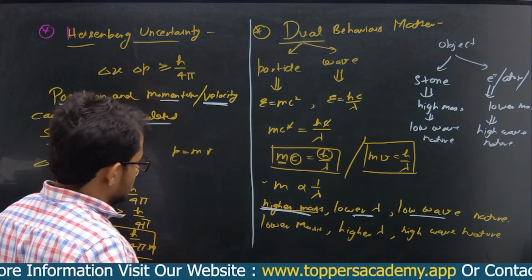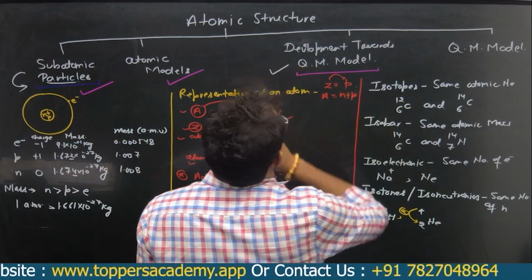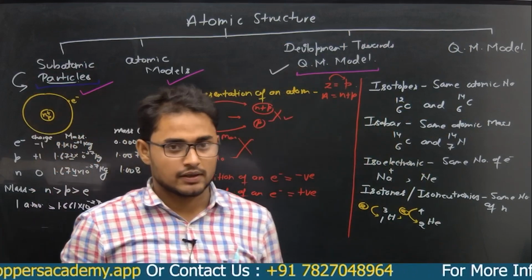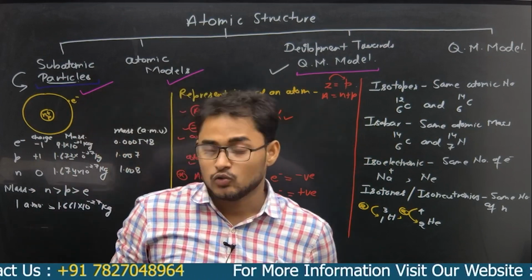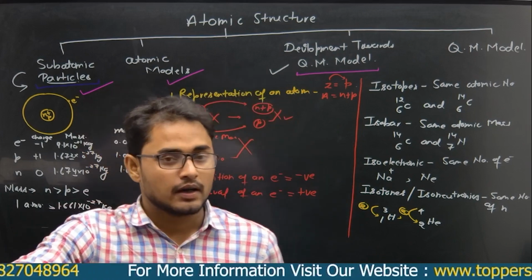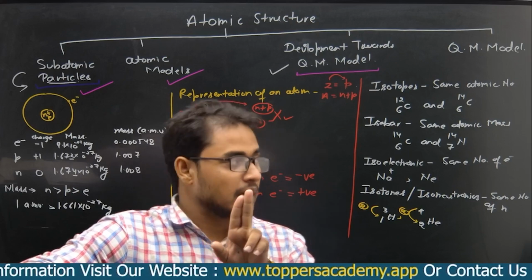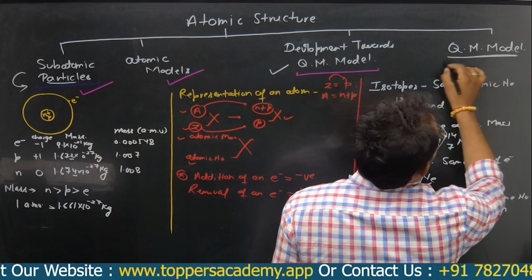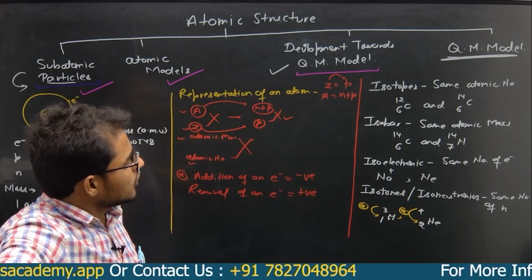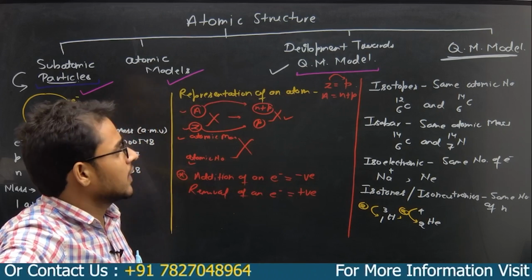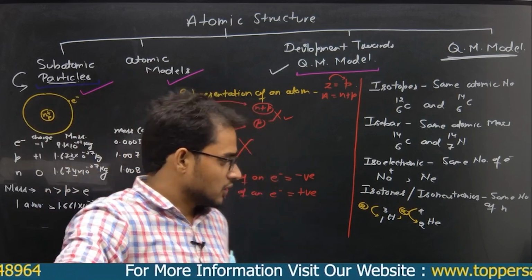So this is the third part that I have discussed: development towards the quantum mechanical model. Based on the subparts that I have discussed, that is, the dual behavior of matter and the Heisenberg uncertainty principle, the quantum mechanical model is formed, right? So now I am going to deal with the last part of the atomic structure chapter. It is the quantum mechanical model.